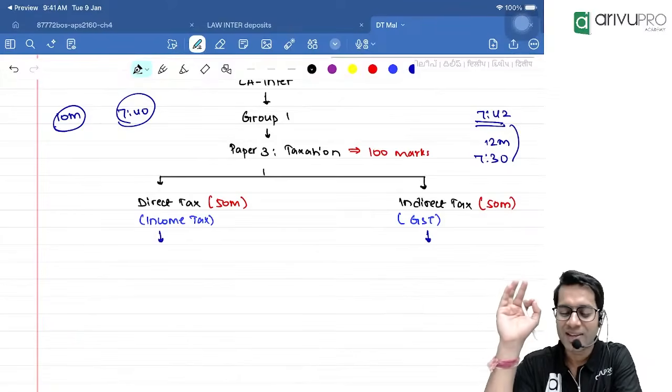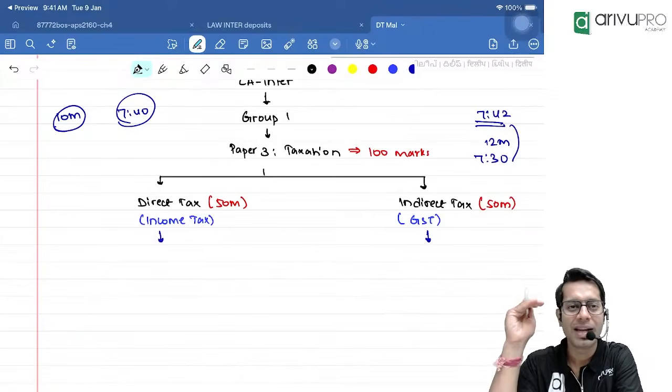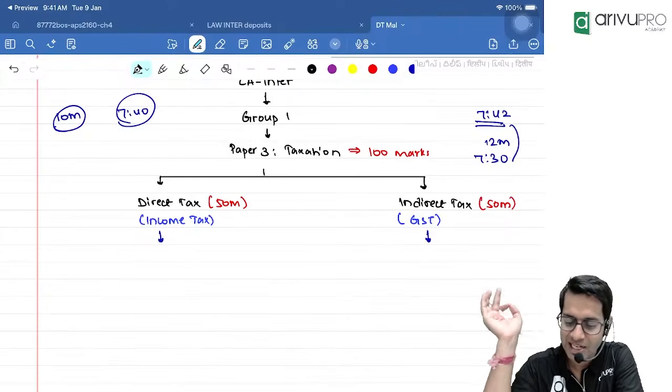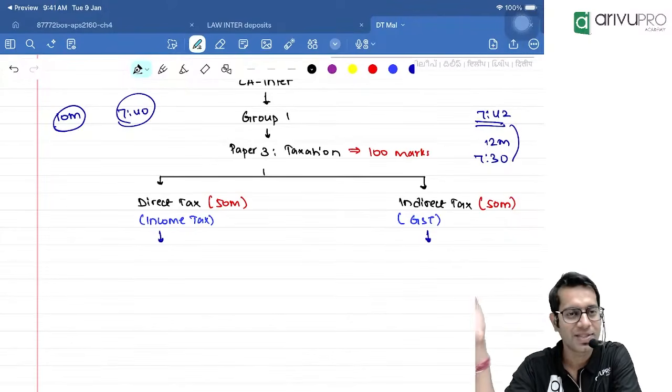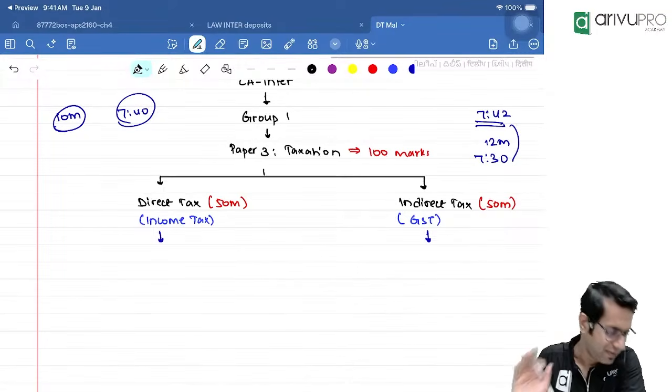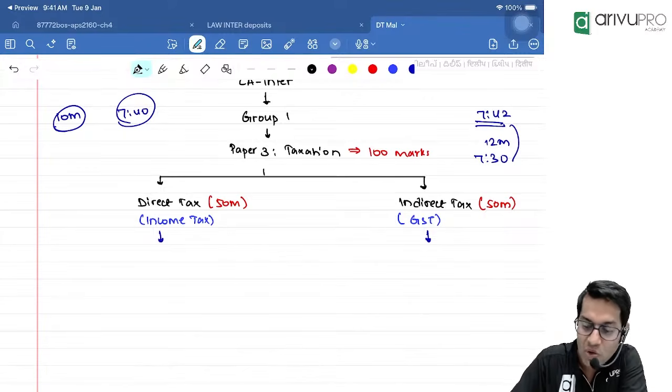Anyways, you have CA Inter group number 1, paper number 3. Paper number 3 is taxation, which is divided into two categories: direct taxes and indirect taxes. Direct tax is for 50 marks, indirect tax is for 50 marks. Now, as I told you, 30% and 70%.